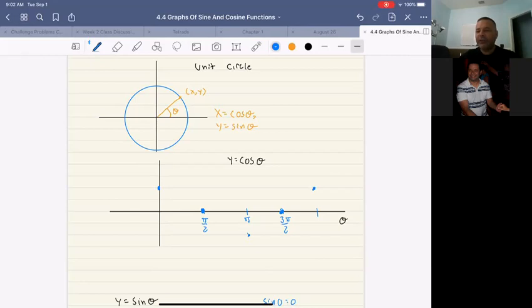Again, we're going to graph it with smooth curves. We're going to let them be sort of like that. And that's basically one period of the cosine graph.